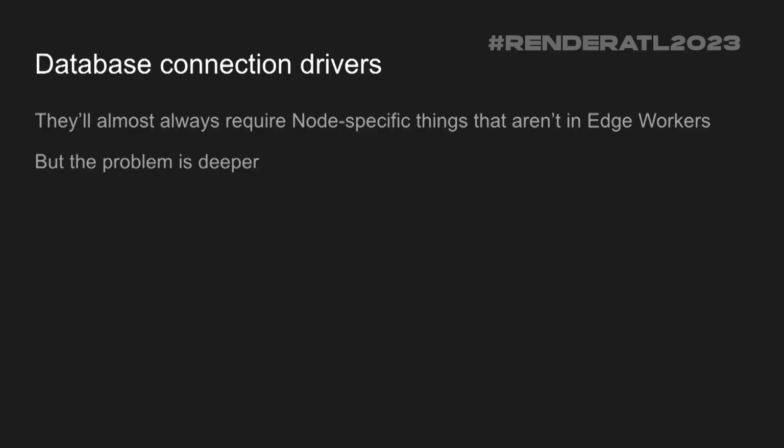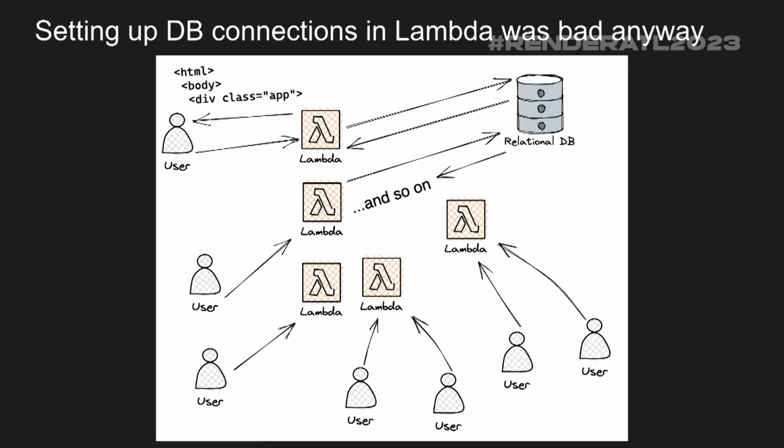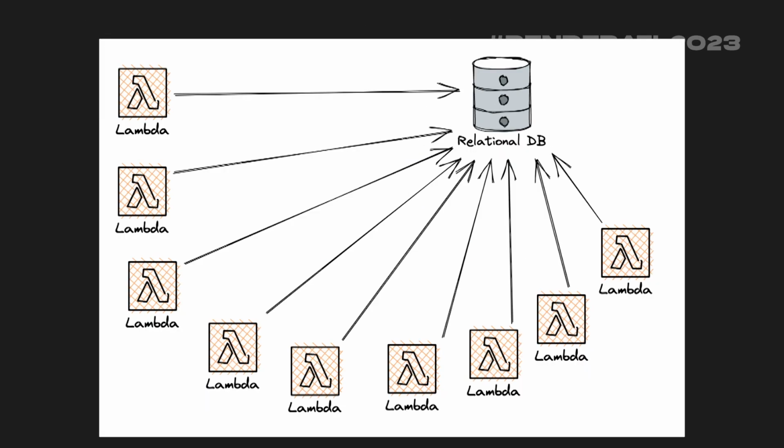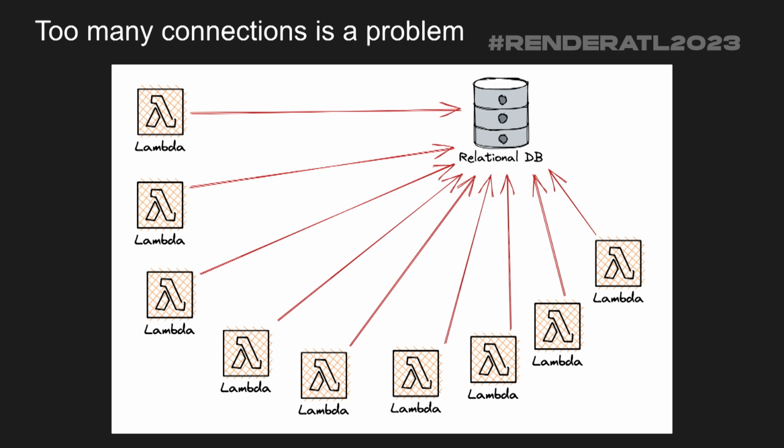But the problem actually is deeper than that. And so before you just run back to AWS and you say, I'll live with the cold starts, I'd rather have a connection to my database, this was actually always a bad idea in a way. So let's zoom out a little and just remove the users, and let's just focus on this. If you were connecting directly to your database using node drivers on this model, that's already really bad. And the reason might not be why you think.